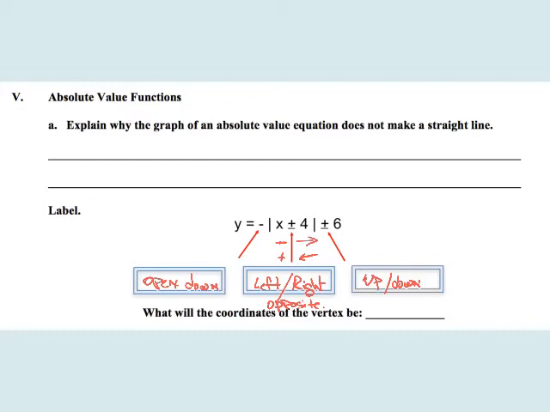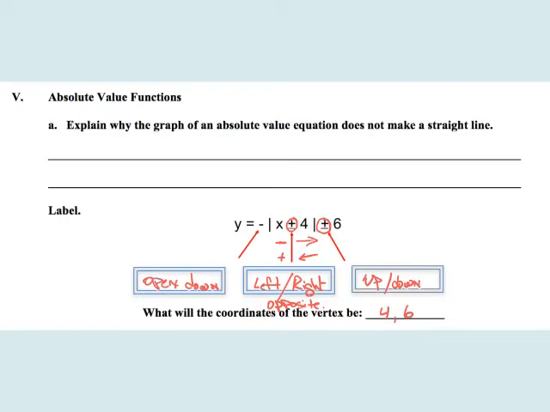Now this question here at the bottom, what will the coordinates of the vertex be? Well, that really is dependent upon this plus and minus thing. I would expect that on the test, either the plus sign or the minus sign will be gone. So this will be a 4 and a 6. But depending on whether it's negative or positive, it could be either one at this point. Now, before we go ahead and answer A, let's look at a couple of examples.